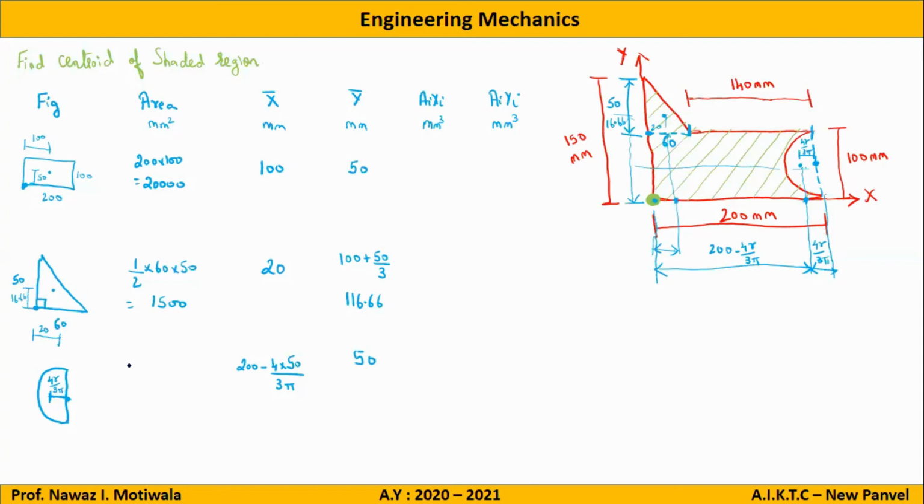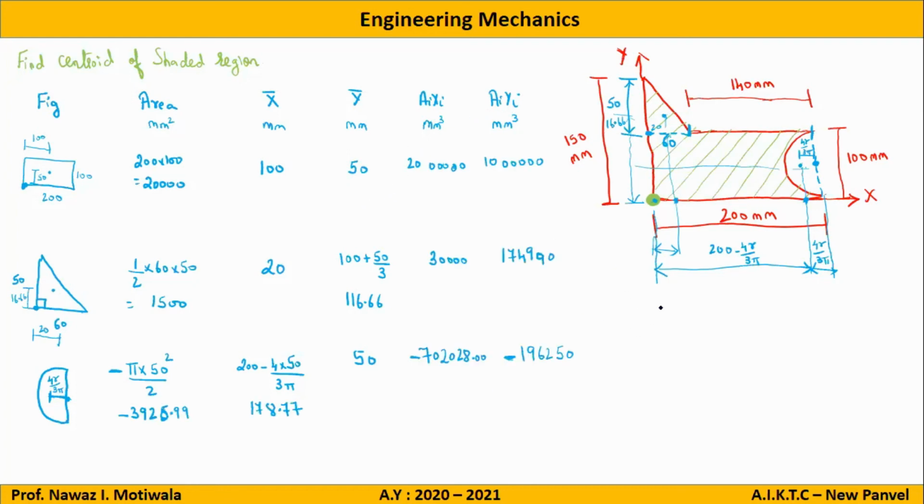And in area what will come? Pi into r square divided by 2. Anything missing? Sir, minus. Yes. Minus. The missing thing is minus because it is not in the shaded portion. So now every value is in front of you. The next part is just to calculate Ai xi and Ai yi. So can someone give me the answers?